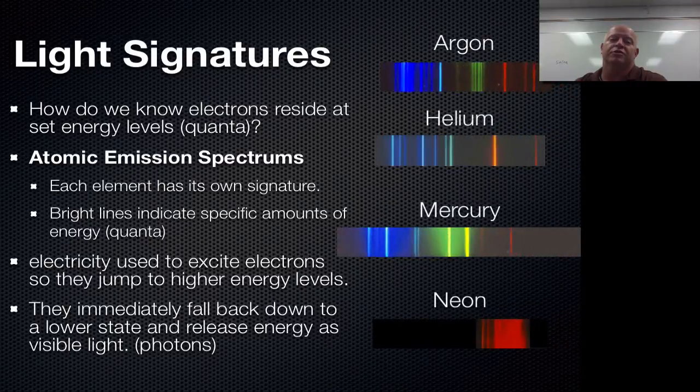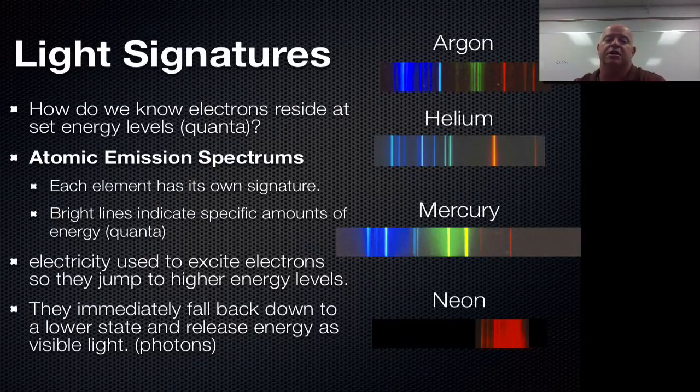Now, one of the reasons we know we have these quantized energies, these quanta of energy or different energy levels, is because of how electrons exhibit light signatures. If you energize an atom, if you give it extra energy, you cause those electrons to get excited.